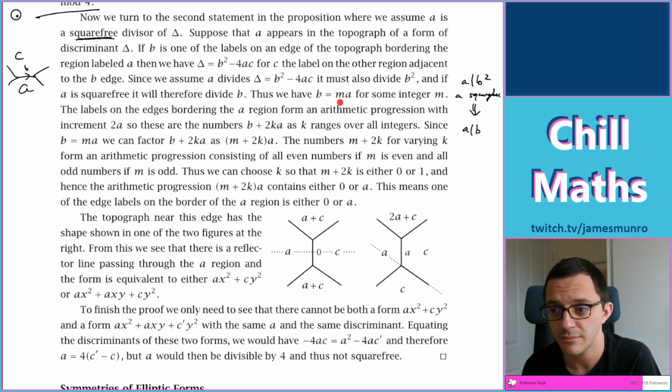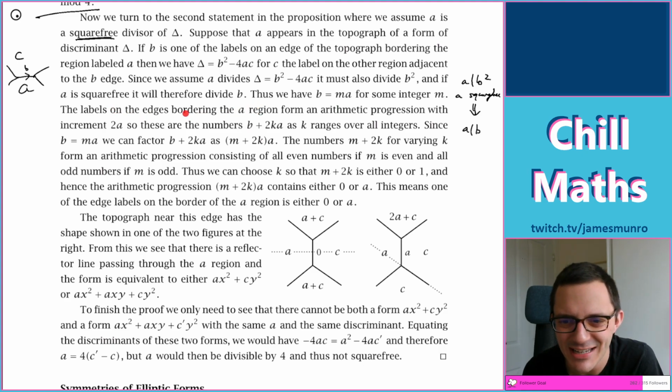Okay, fair enough. The labels on the edges bordering the A region form an arithmetic progression with increments 2A. That's a lot, isn't it? Where's that come from? The labels on the edges bordering the A region form an arithmetic progression with increment 2A. So these are the numbers of that. B plus, not C plus. No, we're still going. They definitely mean B plus. The labels on the edges bordering the A region form an arithmetic progression with increment 2A. Well, let's make that happen.